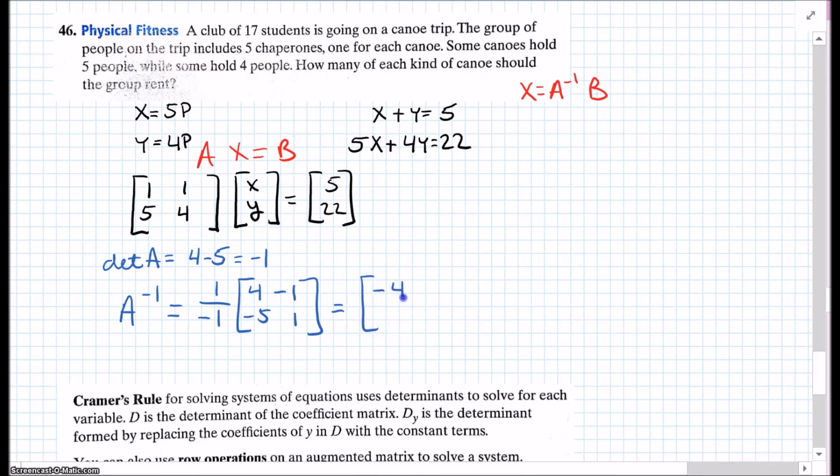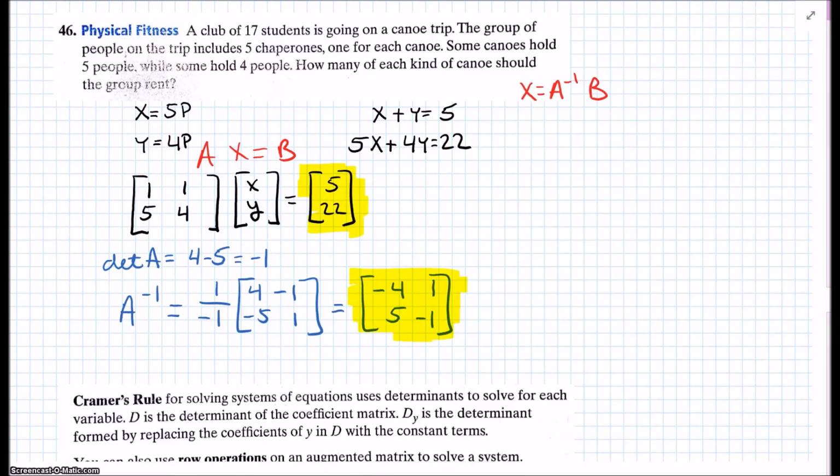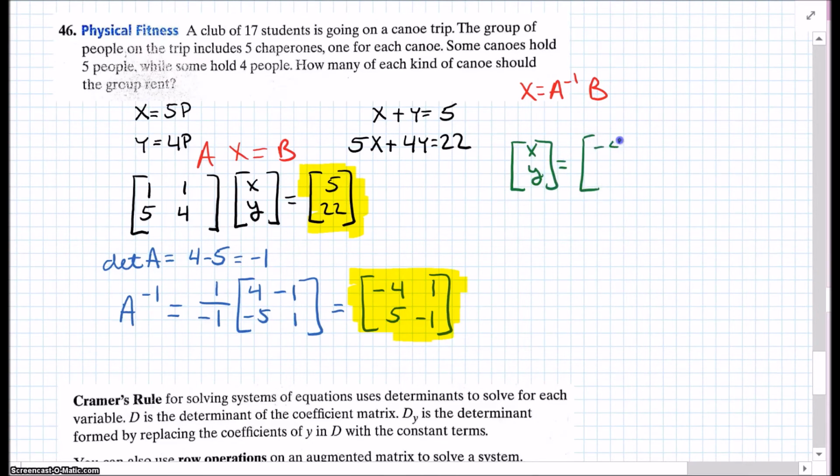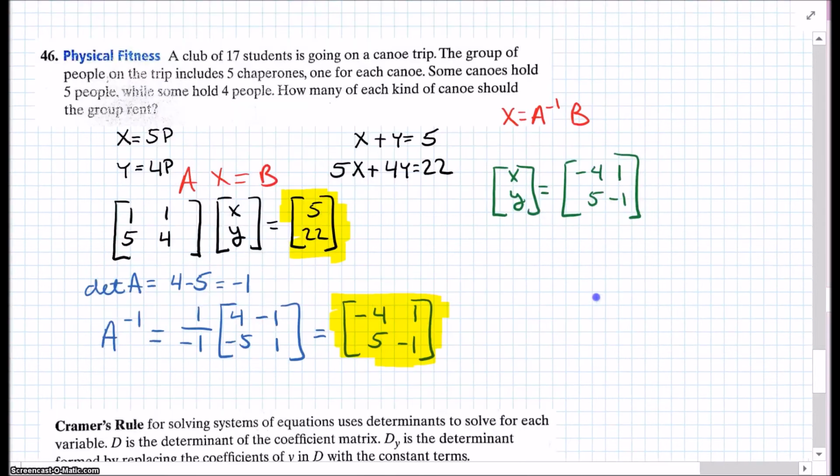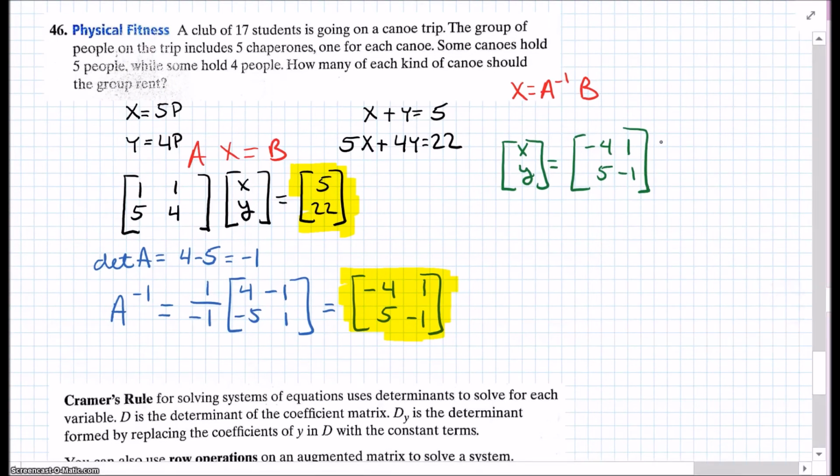So the 4 is going to become negative, the 1 is going to go back to positive, the 5 is going to go back to positive, and the 1 is negative. So there is my inverse of A, and there is my B. Now I can set up my equation. My matrix X is really just X, Y equals my A inverse, negative 4, 1, 5, negative 1, times 5 and 22.